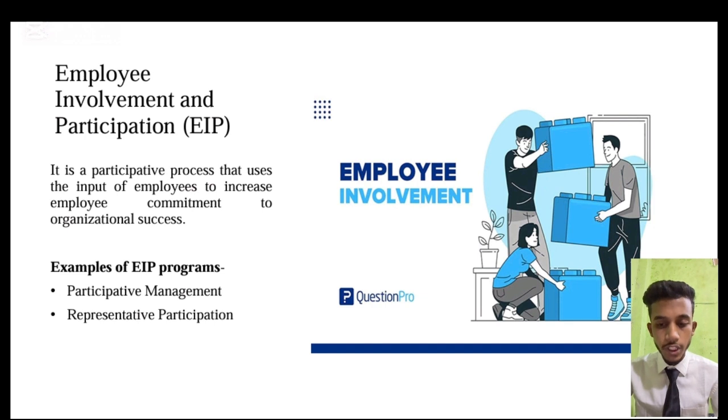Here are some benefits of EIP. First, higher job satisfaction, increased innovation and creativity, better communication and trust, reduced resistance to change, and improved productivity and morale.